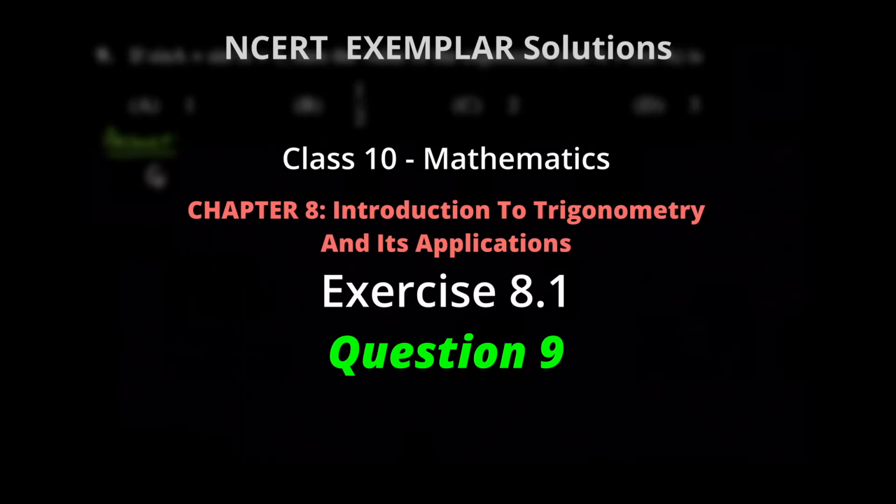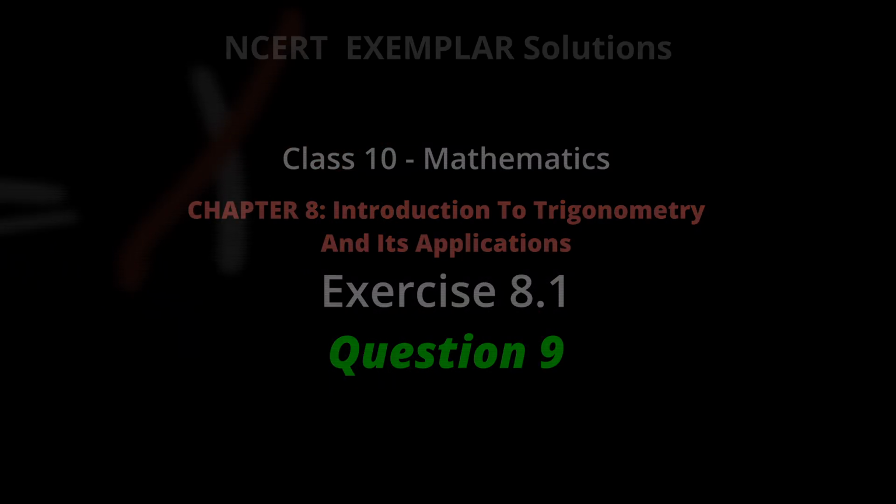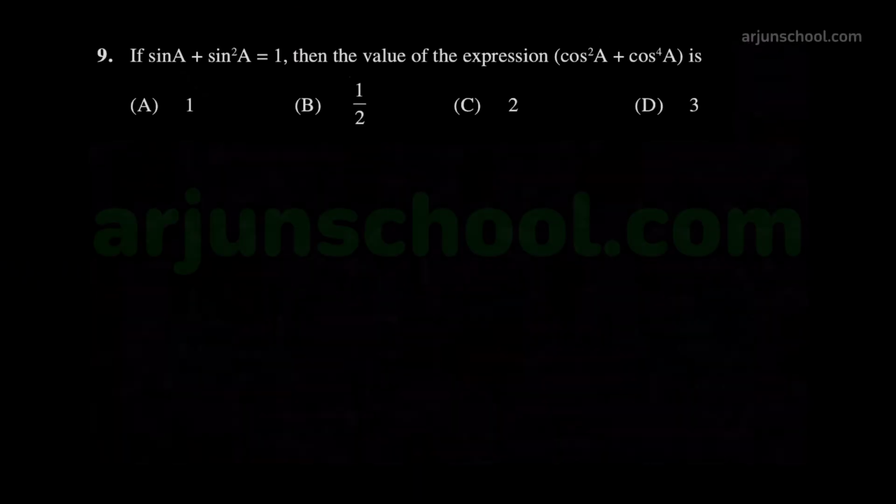NCERT Exemplar Solutions, Class 10, Maths, Chapter 8, Exercise 8.1, Multiple Choice Question 9. If sin A plus sin² A is equal to 1, then the value of the expression cos² A plus cos⁴ A is option A 1, option B 1 by 2, option C 2, and option D 3. Let us find the answer.